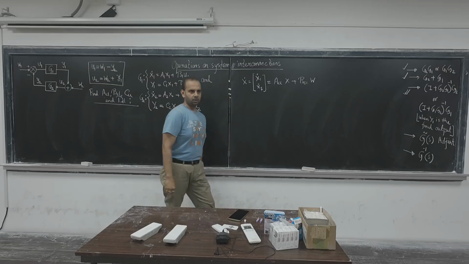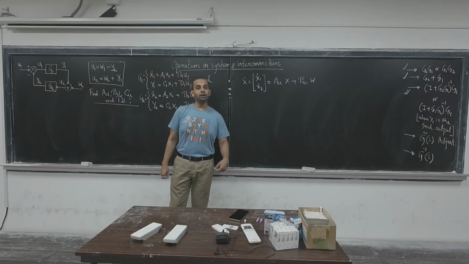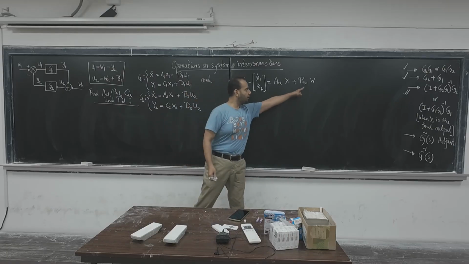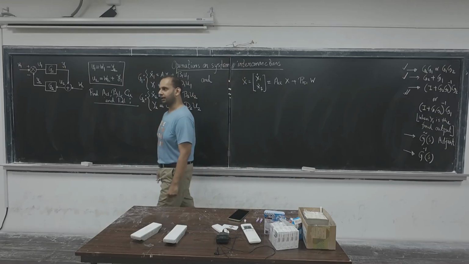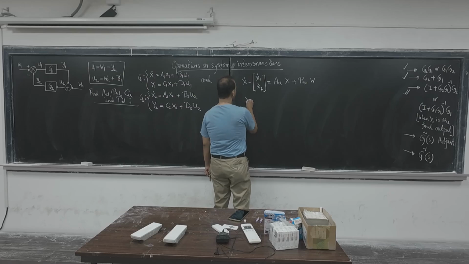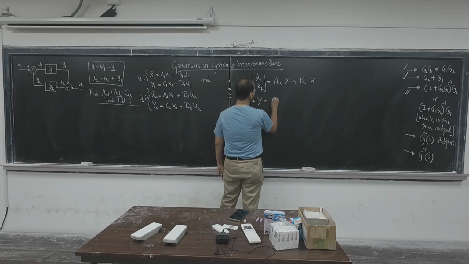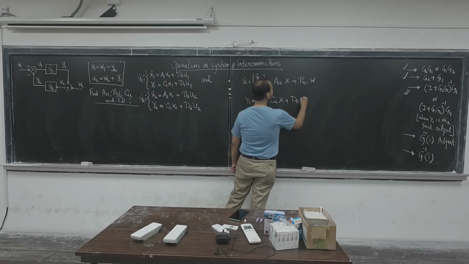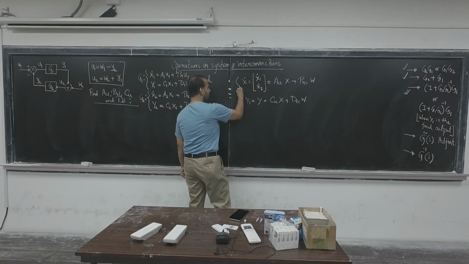W, right? You can ask, sir, why you haven't written U1 and U2? Because they will be embedded. It's an interconnection, so anyway they would be embedded. So here we can expect the exogenous signal. So W means W1 and W2. Similarly, if I consider Y to be the output, then it will have CCL X plus DCL W.